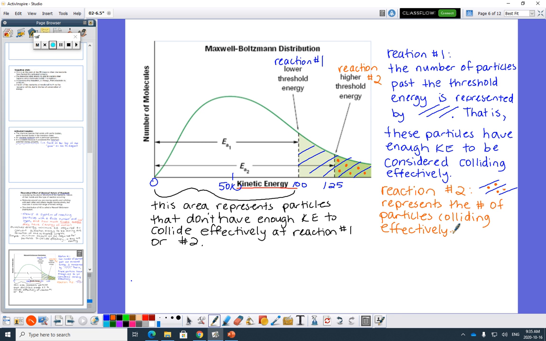So I'm going to truncate this one here because the same thing applies. Now, if this bothers you, then you could even add up here, like if you can't see in your head that reaction 1 is all the lines and you want to add this one up here, you can do that. Really what we want to emphasize, reaction 1 with the lower threshold has all these particles colliding effectively. Reaction 2 with the higher threshold only has these ones, okay? So decide what makes sense for you.